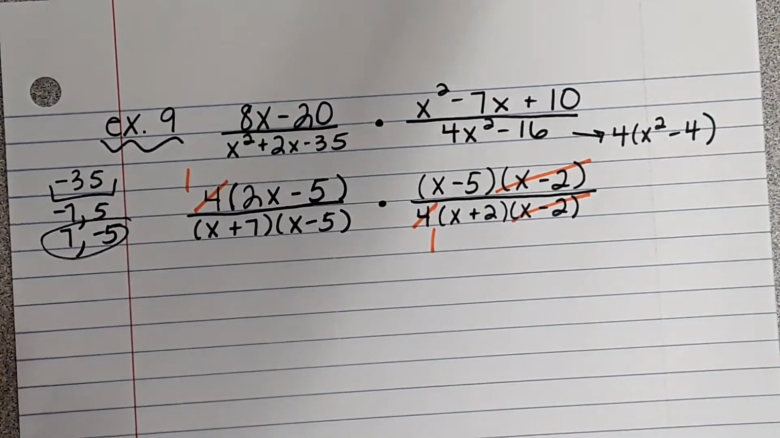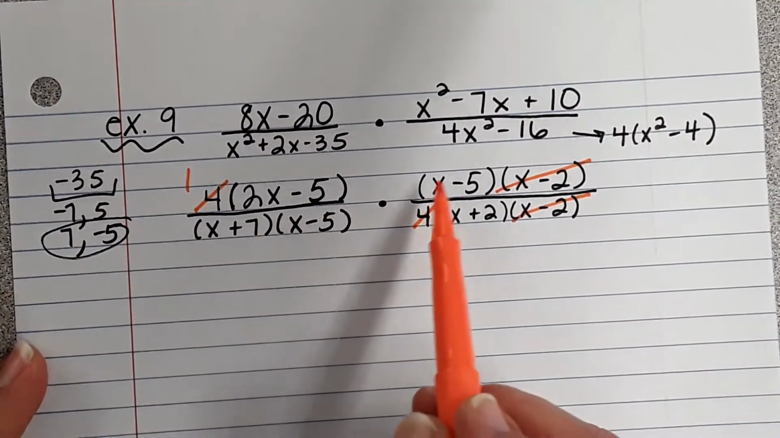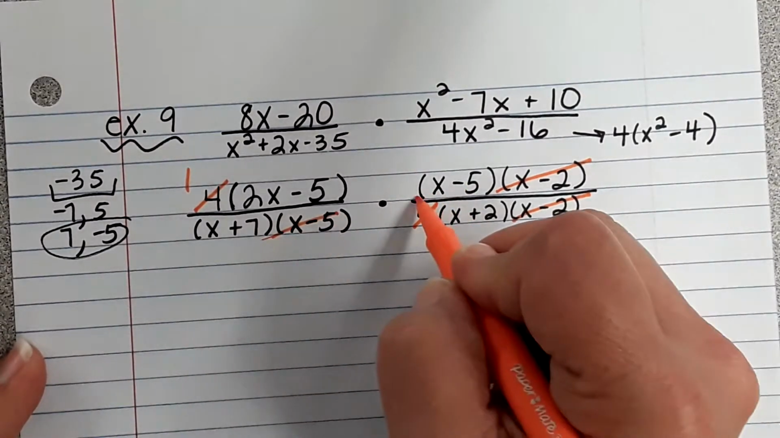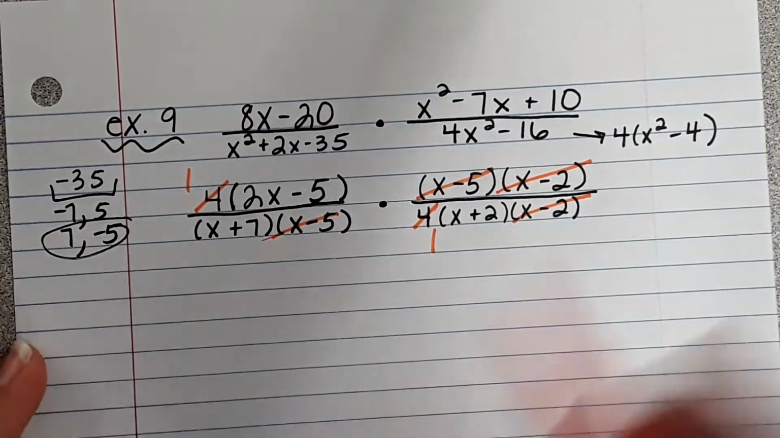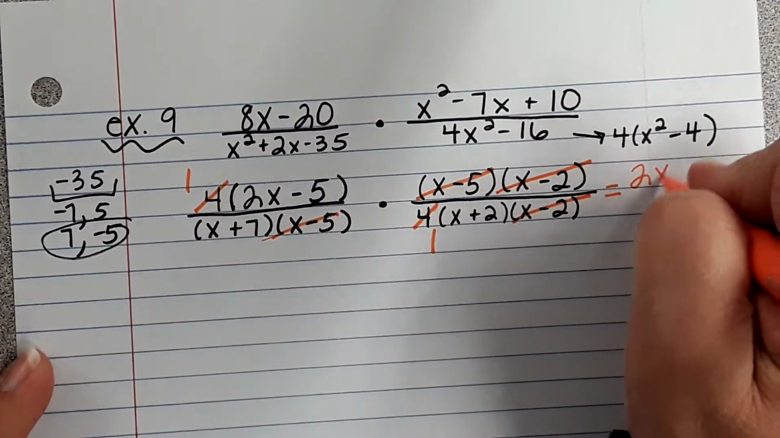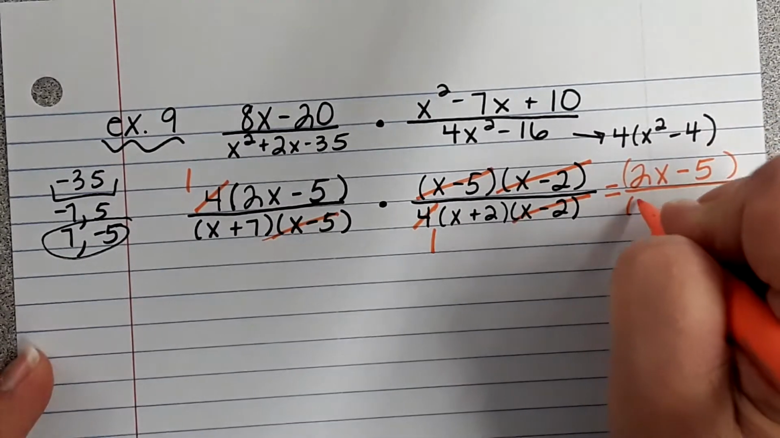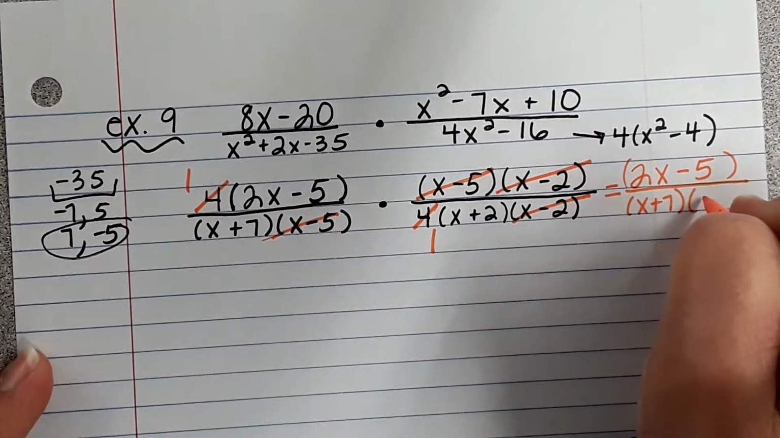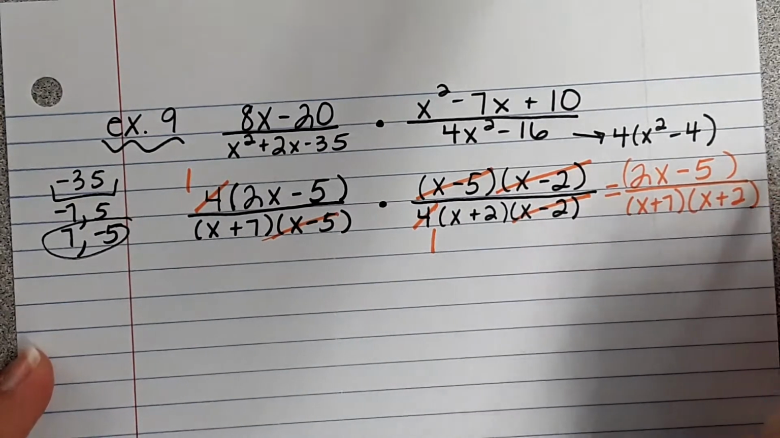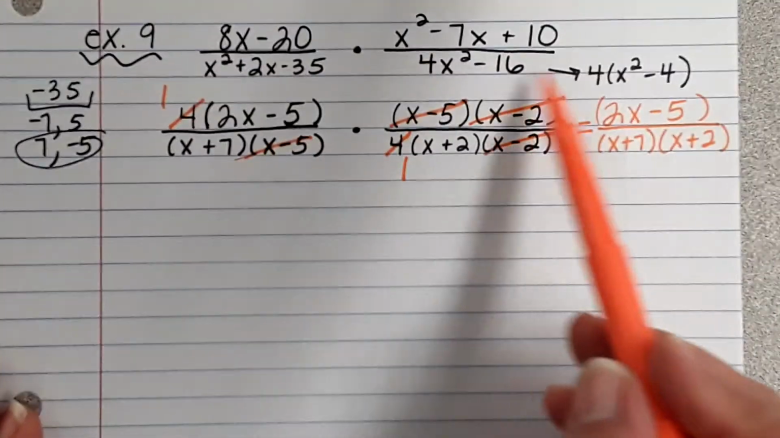Now, we'll talk about what happens at the end. Okay, now is there anything that I can cancel out diagonally this way? Now, what am I left with? What happens if I miss that?